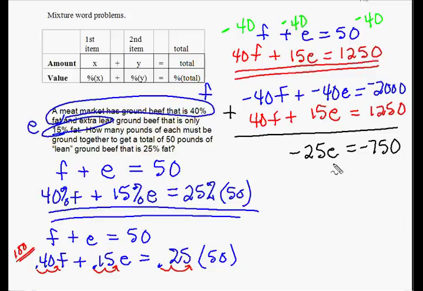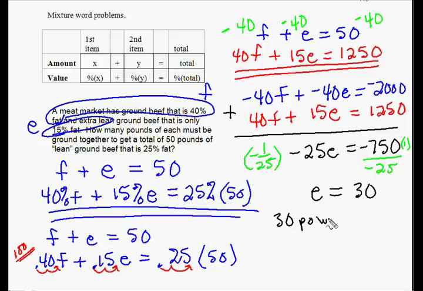We still need to get E alone, so we could multiply each side of the equation by a negative 1 over 25. Now that's a little hard to squeeze into this little spot here, so I'm simply going to write it here in the denominator, a negative 25, because in the numerator I still have a 1. So it's essentially still 1 over negative 25. We now have E is equal to positive 30. And that would be 30 pounds of extra lean ground beef.